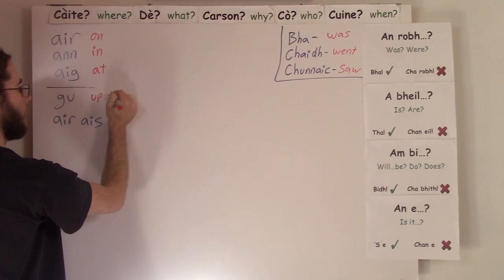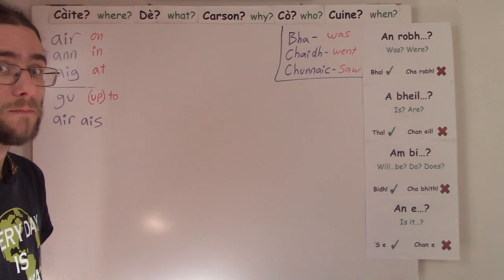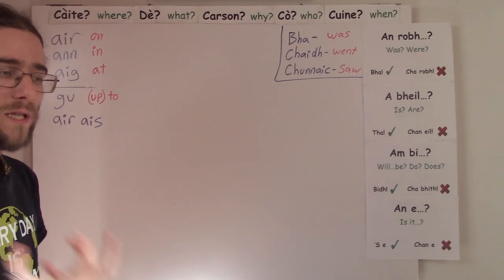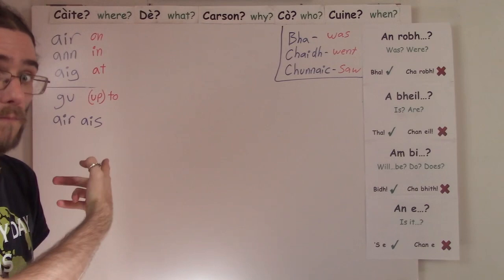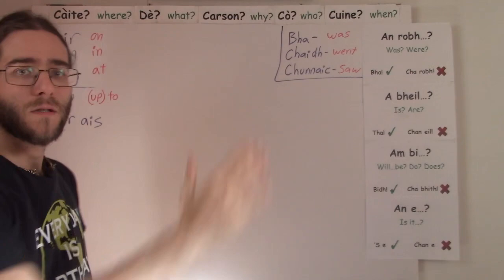There are a couple words for two in Gaelic, and they have different subtleties, different nuances to them. And it's important to use the right one in the right context. It still communicates meaning if you don't, but if you want your Gaelic to be real Gaelic, this makes a difference. So, goo. Goo really means up to something. Up to the window. Up to the camera. Up to the house on the hill.